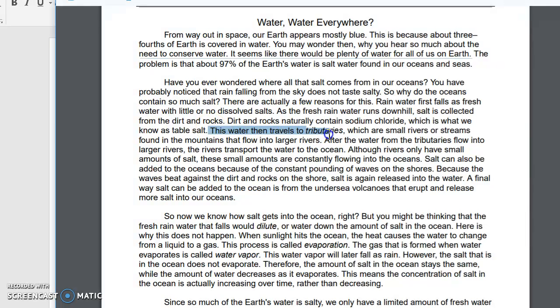So I'm going to highlight this one and give you a second to think. What kind would it be? Would it be a synonym clue? Would it be an antonym clue? Would it be an example clue? Which one? All right, you guessed it. It would be a definition clue.